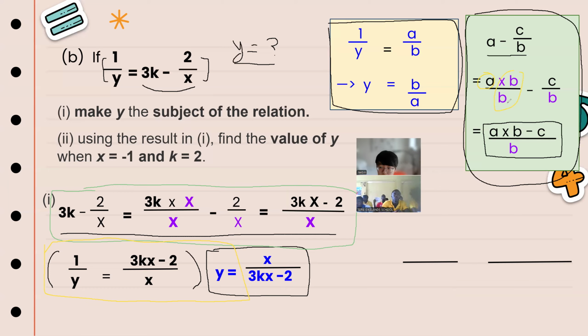Because we need to match the denominators as both B. So in our case, the denominator was X. So we need to match the denominator X. So 3K times X over X, that's what we did here, X over X, minus 2 over X. Now we can subtract because they have the same denominator.